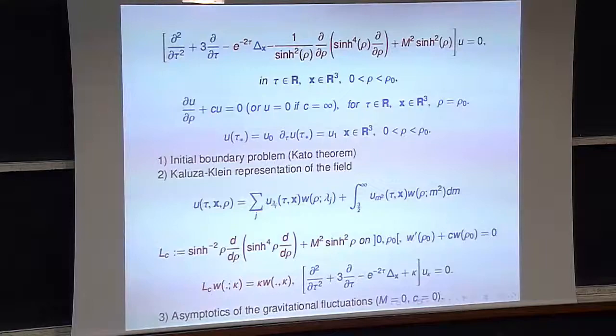Here we use a sharp spectral analysis of this Sturm-Liouville operator. Here, W are solutions of this Sturm-Liouville operator with the boundary constraint on the brane. In this finite family, W is an eigenvalue with finite energy, normalized. In the Kaluza-Klein tower, W is not an eigenvalue, but a generalized eigenvalue. And finally, we want to prove that when the mass is zero and the constant C equals zero, we have a linear stability. That's the program.